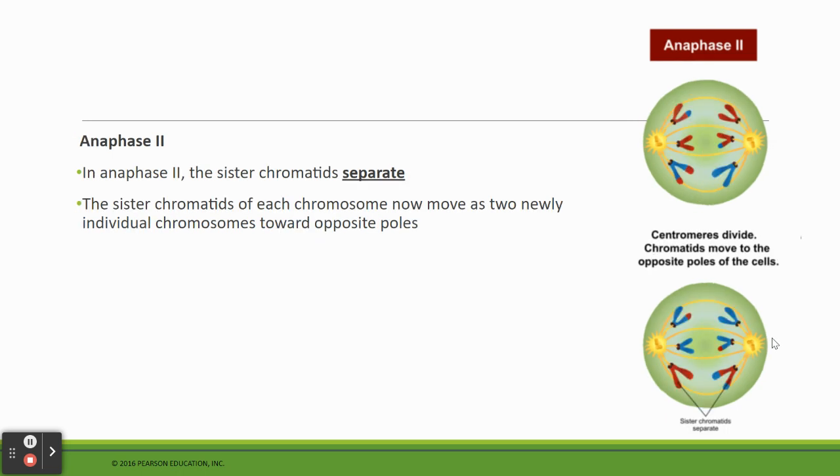All right, in anaphase 2, the sister chromatids separate. Finally, they're separate. The sister chromatids of each chromosome are now going to move to opposite poles as newly individual chromosomes.